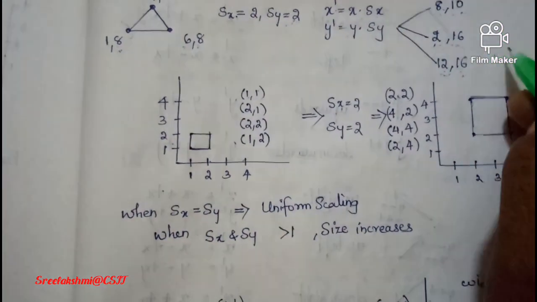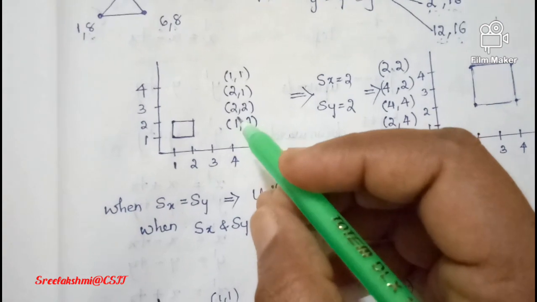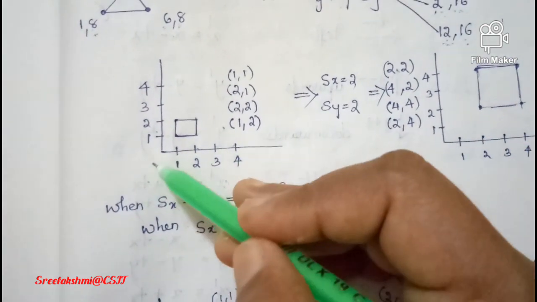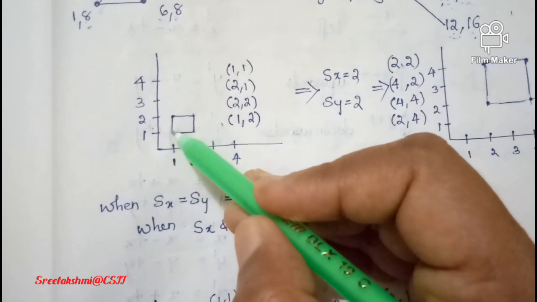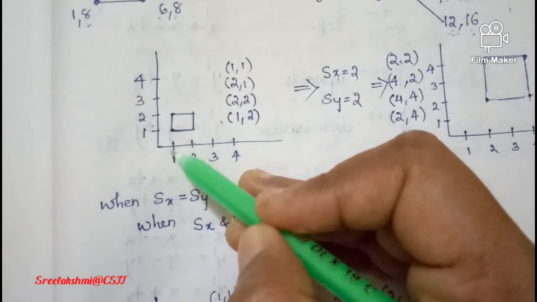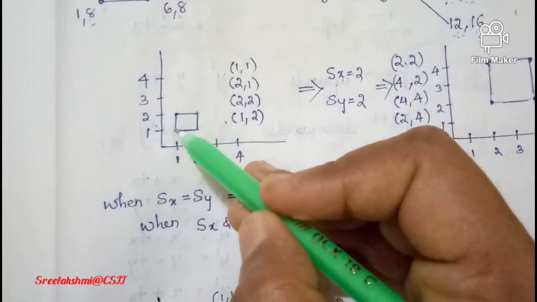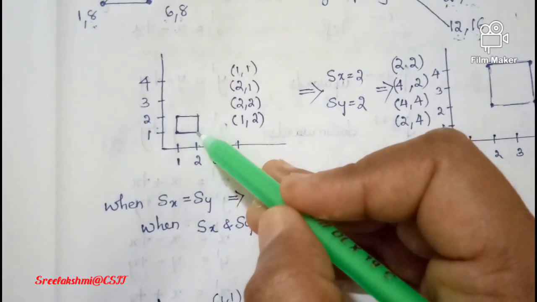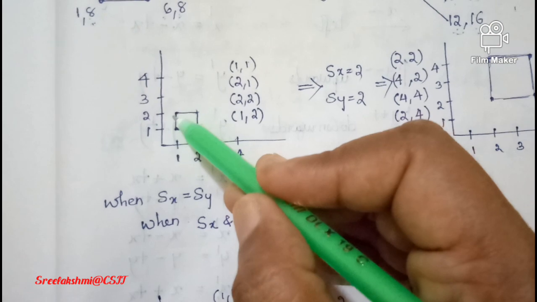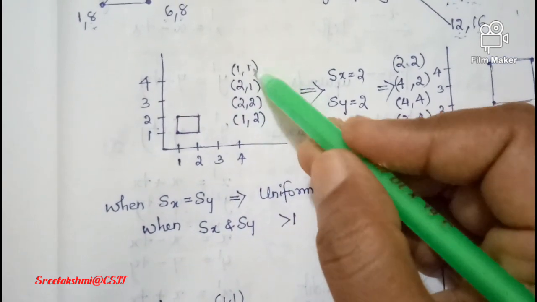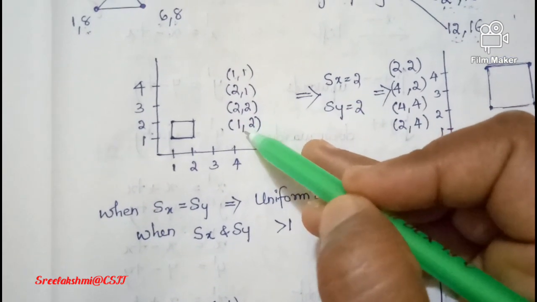Okay. Now let us take another example to learn a few more properties. Suppose this is a graph and we have a small square. The points of the square are 1, 1. First we have to specify the column number, then the row number. So this point is at 1, 1. This point is at 2, 1. This is at 2, 2. And this is at 1, 2. So the points of the entire unit square are written here. Clear? Now we know the initial points.